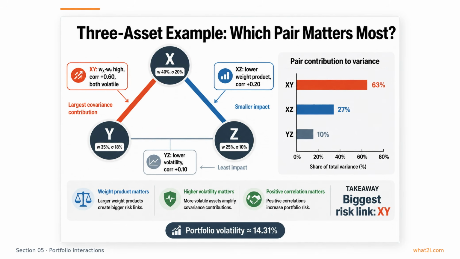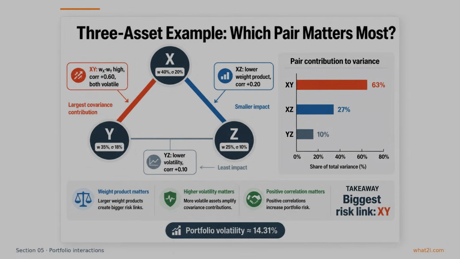If 2 assets are both heavily weighted, fairly volatile, and positively correlated, their interaction can dominate the risk picture. The overall portfolio volatility here is about 31%, but understanding which pair drives that number is more useful than looking at the headline alone. It helps identify where diversification is weak and where risk is clustering.